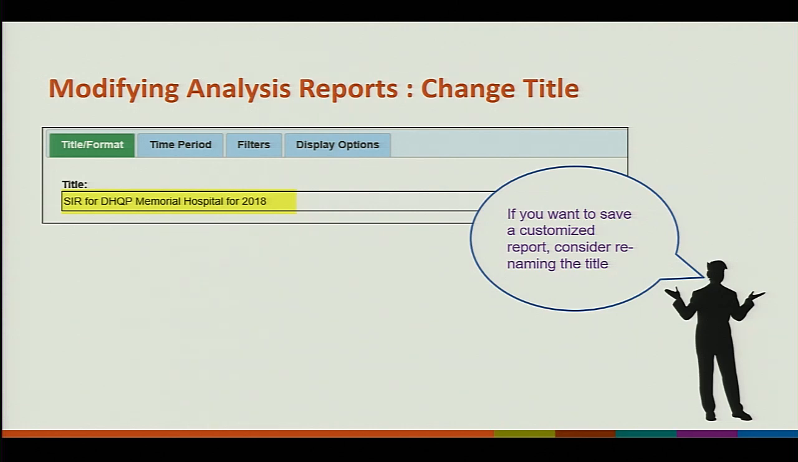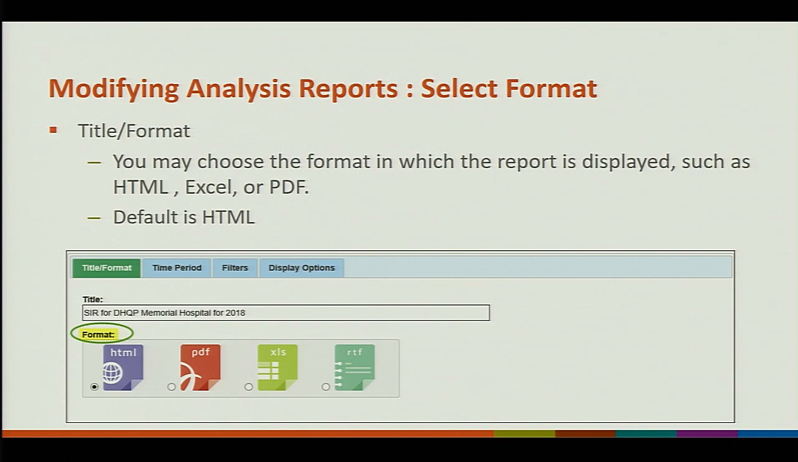Modify analysis reports. This is just quickly if you want to change a title. There's just a default title that greets you when you open these reports. If you want to change your title, you're more than welcome to do that. And I'll show you how that could be useful in terms of organizing or saving custom reports. But just know that you can always modify and change that title that you first see on the screen. And finally, there's a format option too. The basic or default option for format is HTML, but there's PDF, XLS, and RTF files that you can choose and opt for in terms of outputting your data.